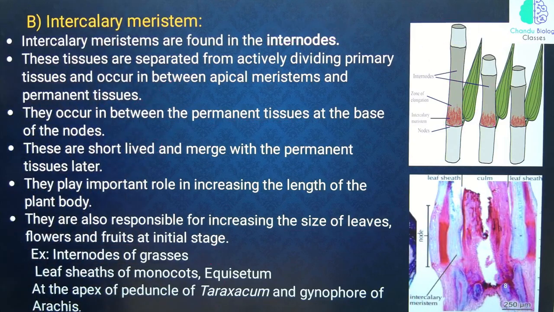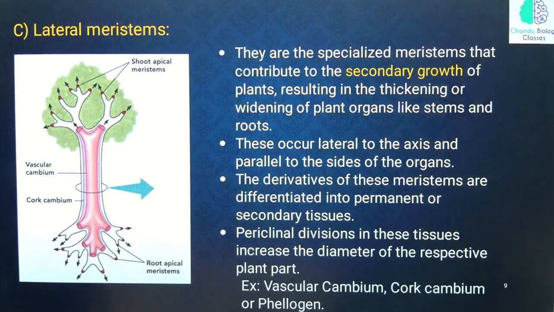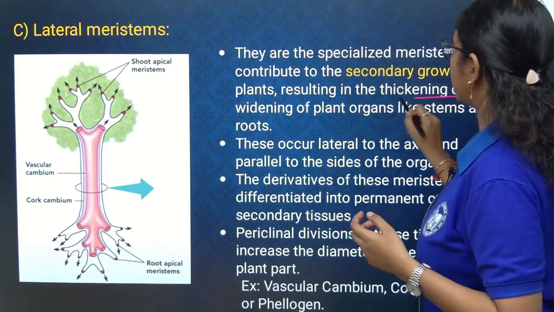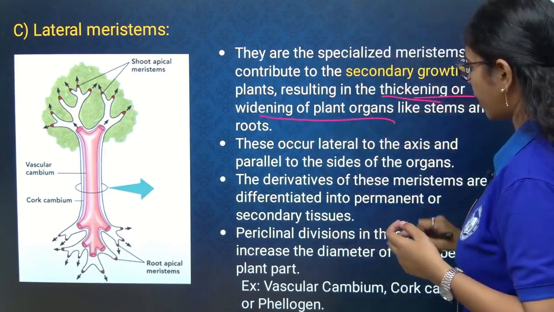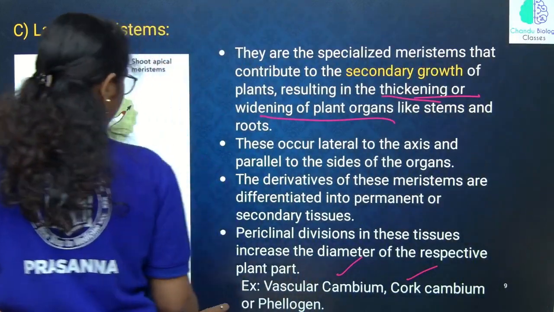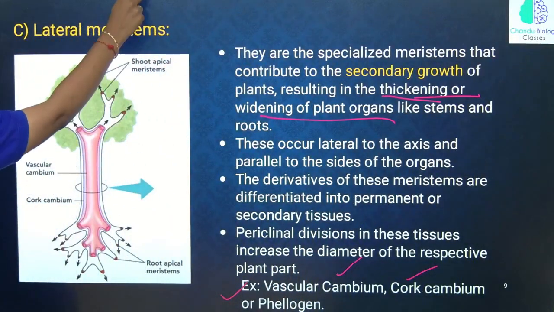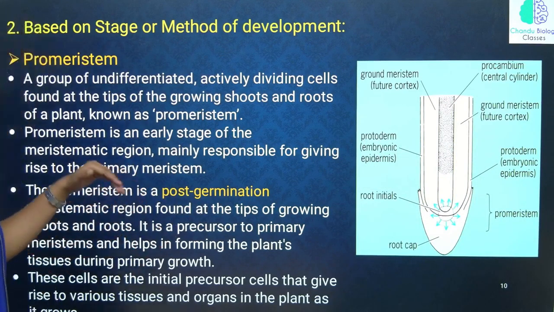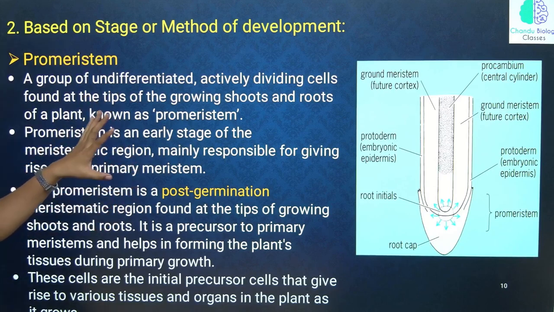Yes friends, next, lateral meristems. Lateral meristems are specialized meristems and they contribute to the secondary growth of plants, resulting in the thickening or widening of the plant organs. This increases the girth of the plant, right? The examples include vascular cambium, cork cambium and phloem. So, this is based on the position, as we have already discussed in our initial chart, so there is not much discussion about that.